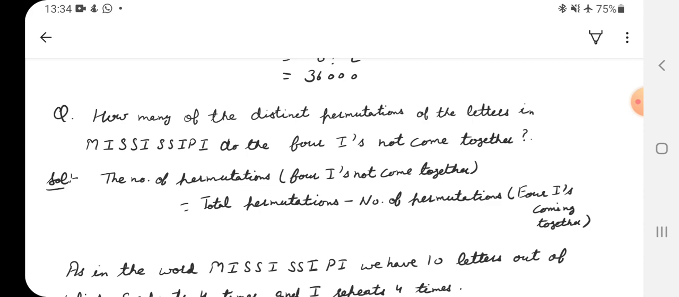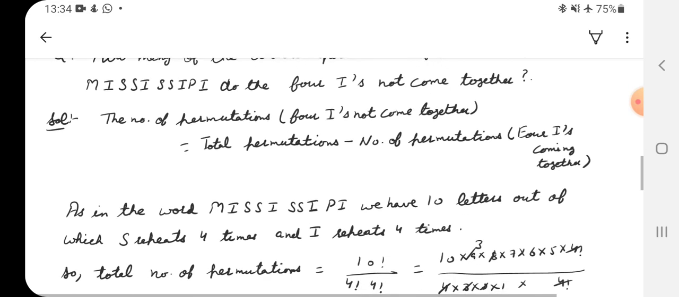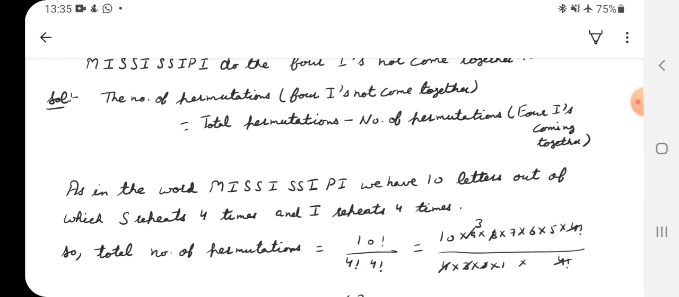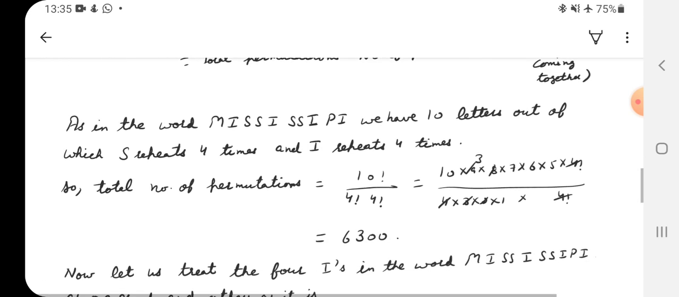So here you can see in the word Mississippi, S is repeating 4 times, I is also repeating 4 times, right? So how many total ways can we rearrange Mississippi? It will be 10 factorial by 4 factorial into 4 factorial, right? So solve this, you will get 6300.